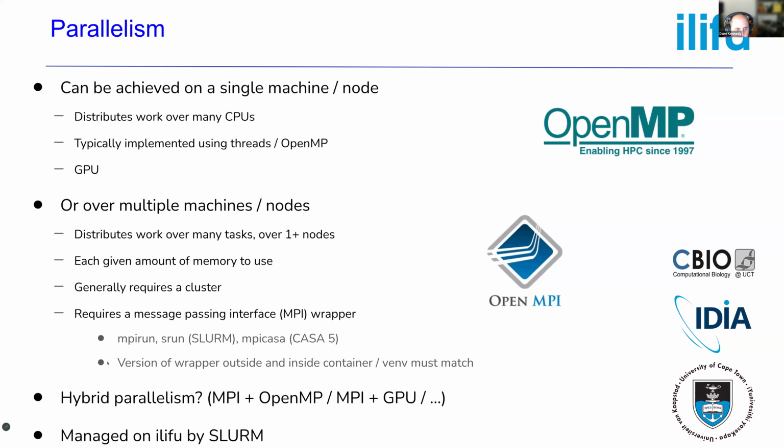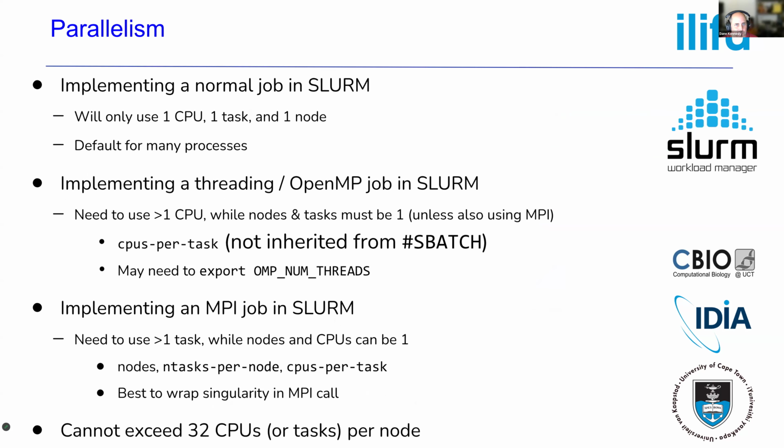And then we have something like hybrid parallelism, where we're combining multiple kinds of implementations. So you might use MPI together with OpenMP. These are fairly advanced scenarios, which we don't really need to worry about too much today. You can always contact us on the help desk if you want help.